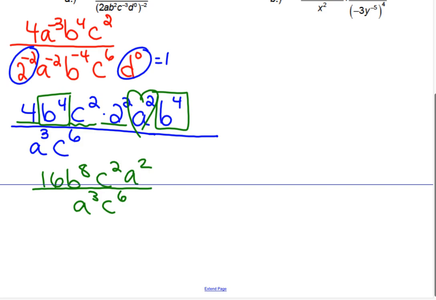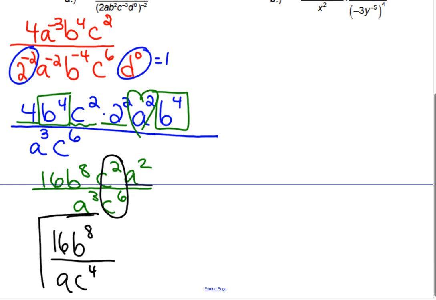Now let's see if I can combine anything else. I have the 16, that's got to stay. I have a b to the 8th, that's got to stay. I have a c squared over c to the 6th, so I subtract those, I get negative 4. That's going to stay on the denominator. I've got 4 more c's on the bottom. And then I have a squared on the top, a cubed on the bottom. I have 1 extra a, so I'm going to throw that in the denominator. So I get 16 b to the 8th over a c to the 4th.